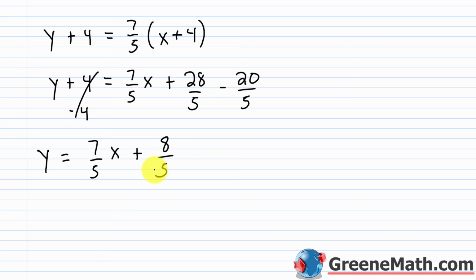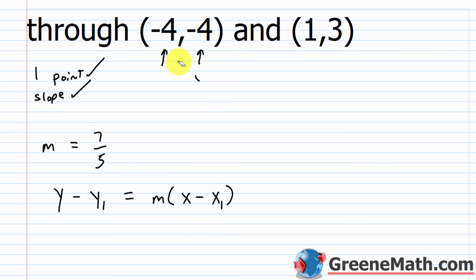So again, this is slope-intercept form. I have my slope, which is 7/5. I have my y-intercept that occurs at (0, 8/5). Very, very easy. Now, I want to show you, using the other point, I get the same answer in the end. So now let's say I had chosen to use this as my point. So this is x sub 1, y sub 1. So I'm just plugging in. So for y sub 1, I'm plugging in a 3. For x sub 1, I'm plugging in a 1.